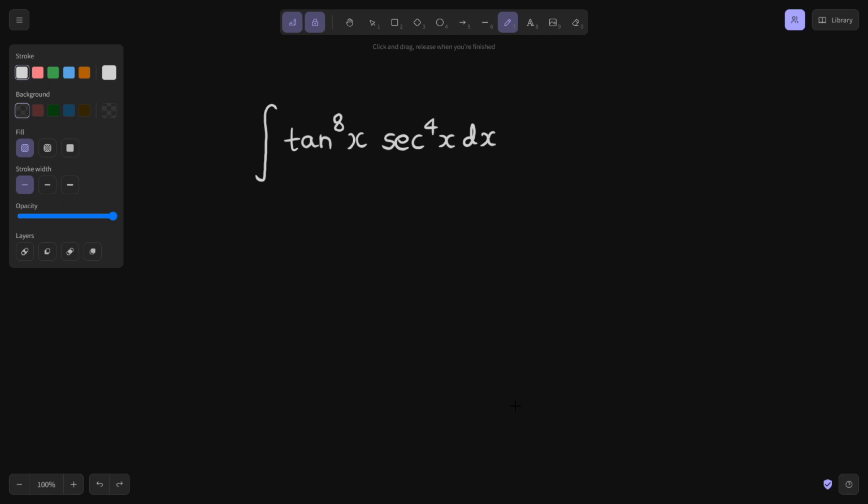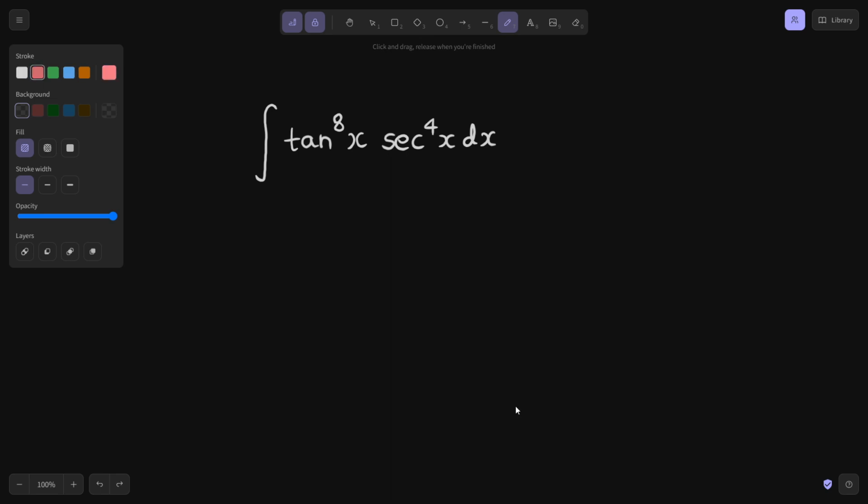So we need to integrate tan power 8x secant power 4x. Now because the power of tan is high, not that high, but yes, 8 is a high power. So if somehow we have secant square x dx with this power of tan, because you know that the derivative of tan is secant square x, so we anyhow need secant square x dx if we want to substitute tan x as t. I can see that secant square x dx present here.